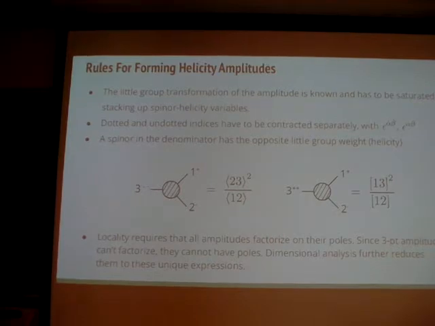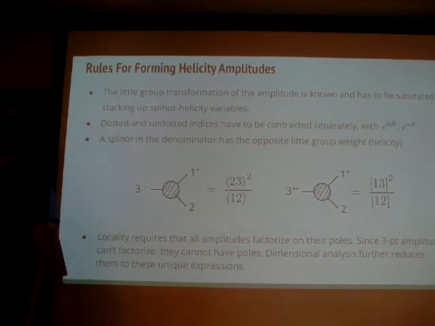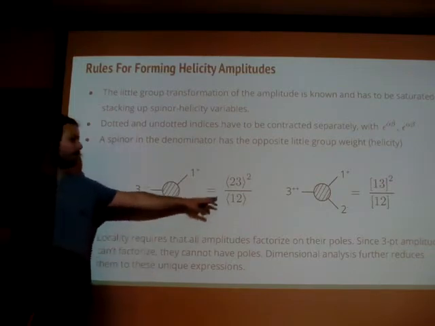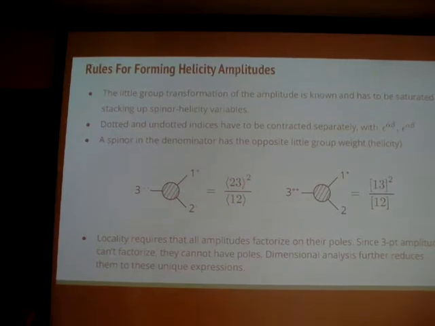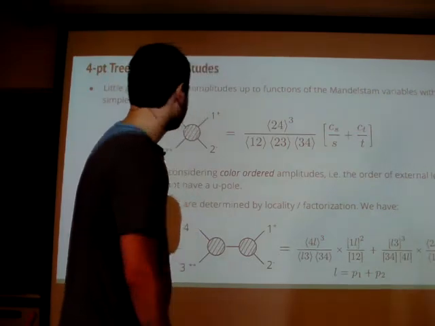Now, how do I know that I don't have any little group invariant factor in front of these things? The reason is locality, because if that little group factor has a pole, it goes like 1 over s minus m or something, that pole, according to locality, should correspond to some particle going on shell. But we know that in a three-point amplitude, you can't have a particle going on shell, and this, together with dimensional analysis, means that there can only be a numerical coefficient. So there's no random function of Mandelstam variables. This is how you fix three-point functions in the on-shell formalism.